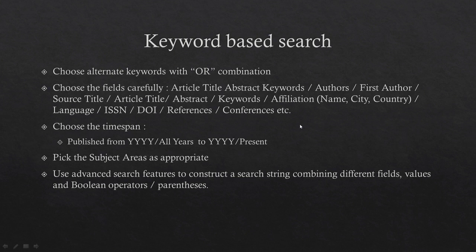So, we are going to show a demonstration using a keyword based search, and we are going to use the same set of keywords as we have seen in the other module on Web of Science. We must choose the fields very carefully. The set of fields that are available in Scopus are slightly different from those that are available in Web of Science. You can actually choose article title, abstract, keywords, all of them together, and search for a set of keywords in that, or you can choose them in authors, first author, source title, article title, abstract, keywords, affiliation name, etc.